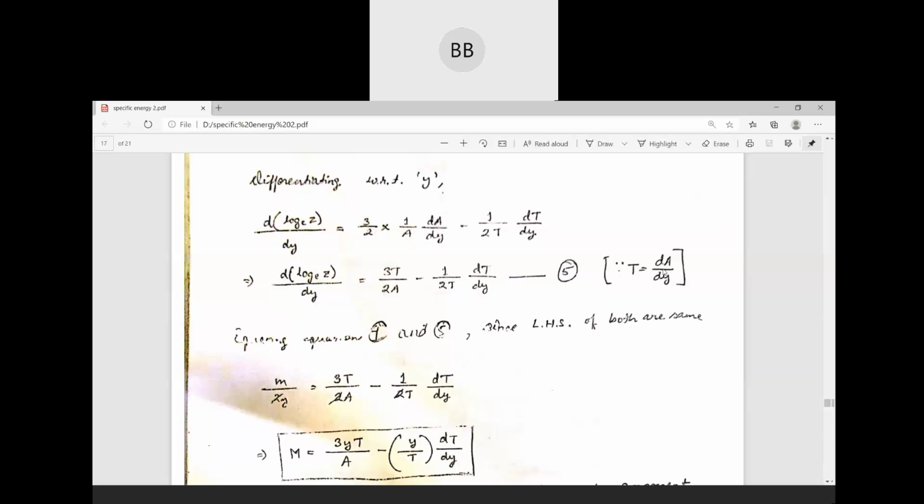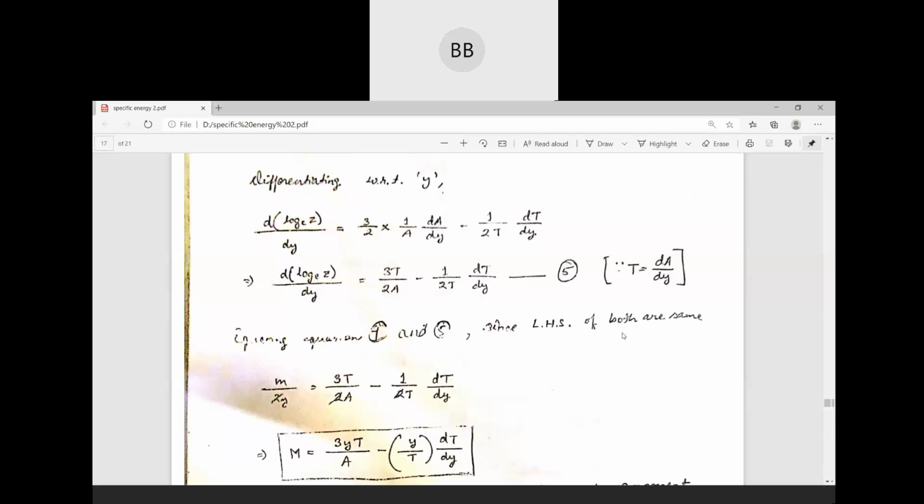And here dA by dy is equal to top width. We have discussed this many times. So in place of dA by dy, we substitute capital T. That is why it is 3T by 2A minus 1 by 2T dT by dy. This is your equation number 5. Now we are going to equate equations 4 and 5 to replace the term d by dy log e z.